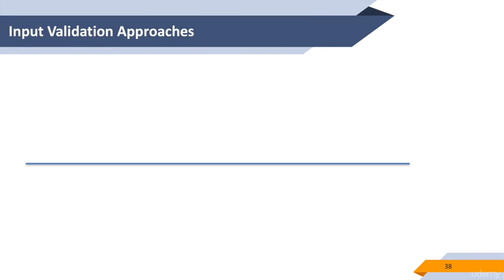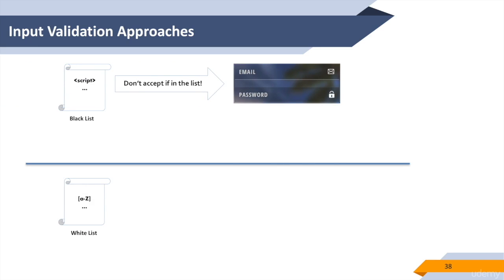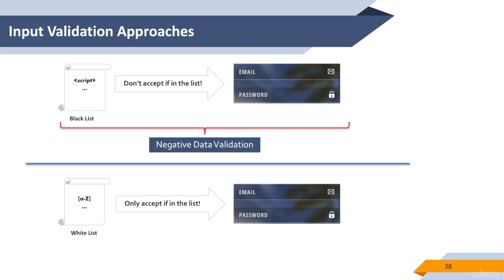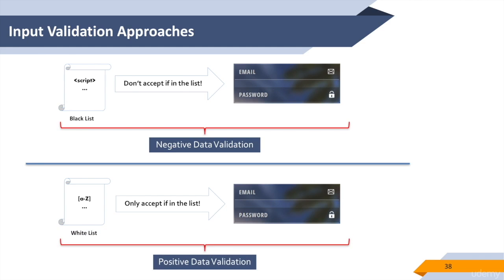While validating input parameters, we can talk about two different approaches. In the first approach, we have a blacklist. In the second approach, we have a whitelist. The first approach does not allow the inputs which exist in the list. The second approach only allows the inputs which exist in the list. The first approach is called negative data validation, and the second approach is called positive data validation. The first approach, negative data validation, is dangerous, and it's not advised to use.